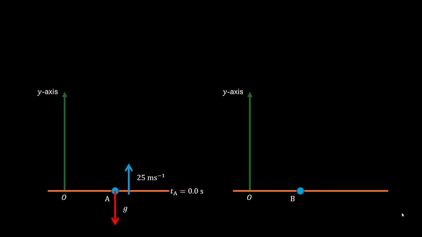Here we are at t subscript A equal to 0.0 seconds, which simply means it is the instant at which ball A is projected vertically upward. We put a subscript on time, calling it t subscript A. The reason is that the two balls are not sent at the same instant, so this is how you differentiate between time A and time B.